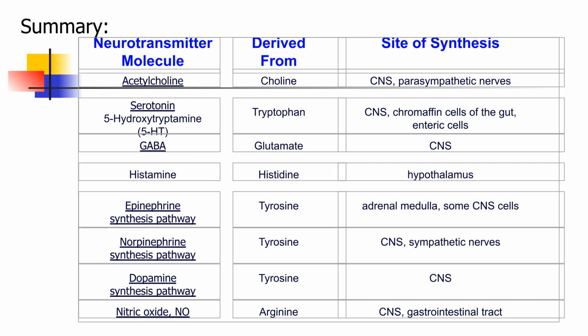This is a summary of the neurotransmitter molecules, their derivation, and their site of synthesis. For instance, acetylcholine is derived from choline and synthesized in the CNS and parasympathetic nerves. Serotonin is derived from tryptophan and synthesized in the CNS, chromaffin cells, and enteric cells.